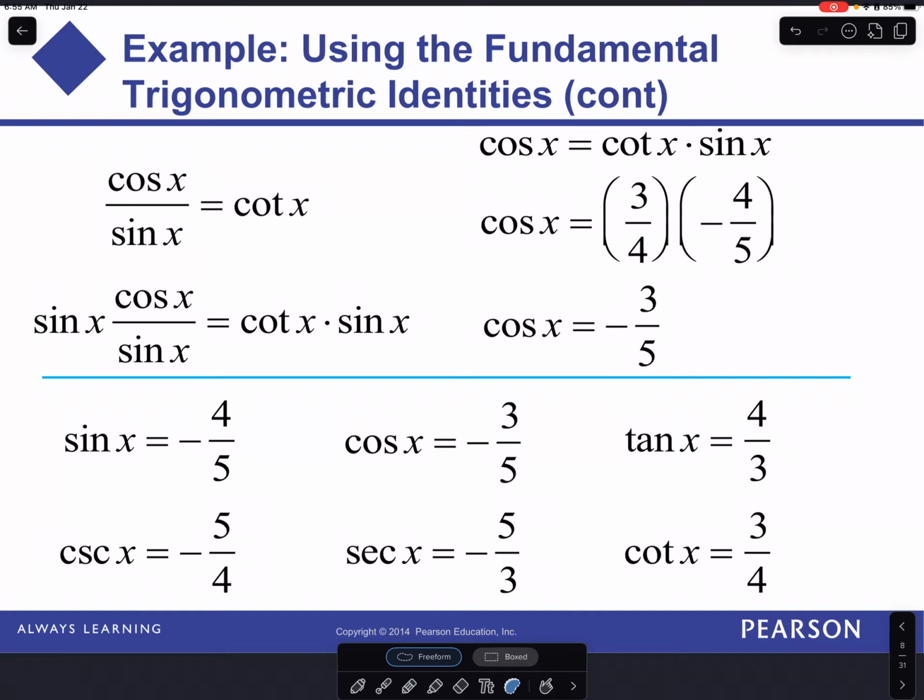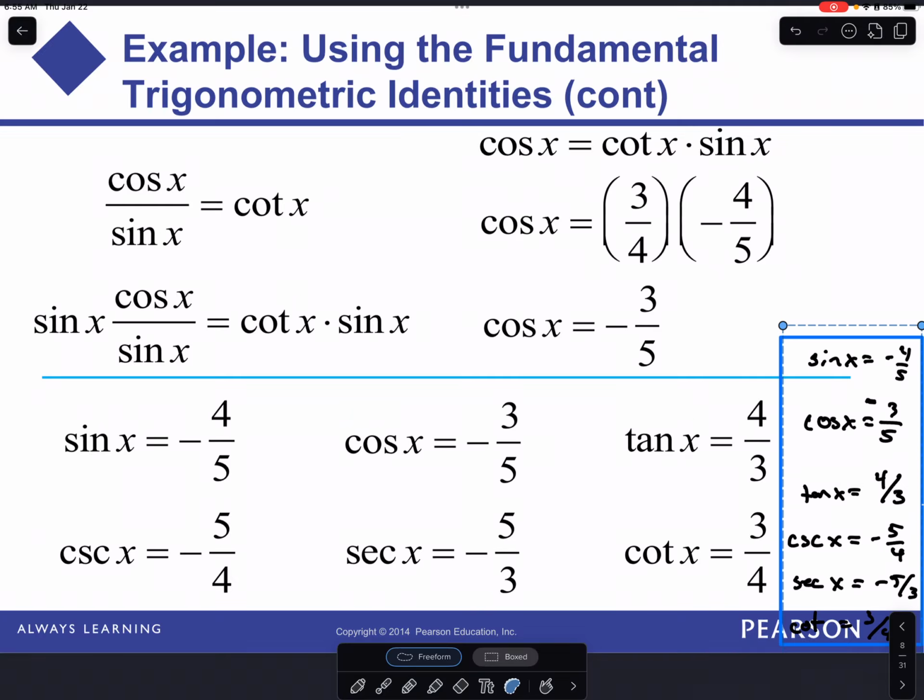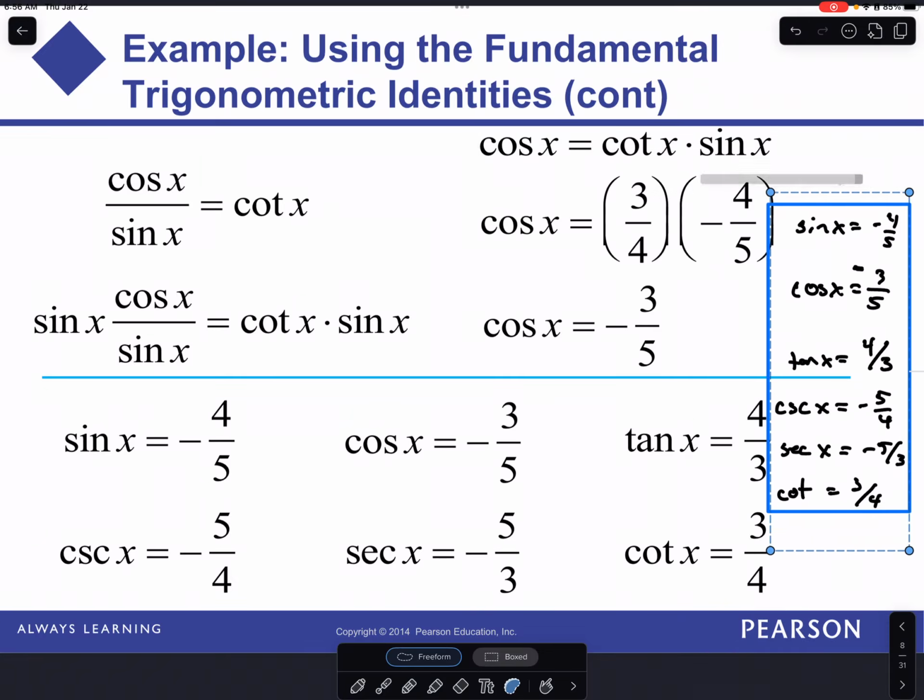So since cotan is cosine over sine, multiply both sides by that. So since we found the -4/5 and we were given the 3/4, between those two we get that cosine is -3/5. Okay, so I'll paste, and again, I'll just shrink this down.